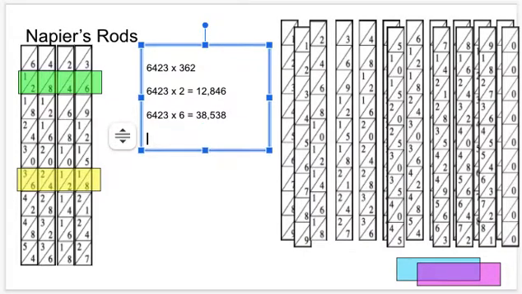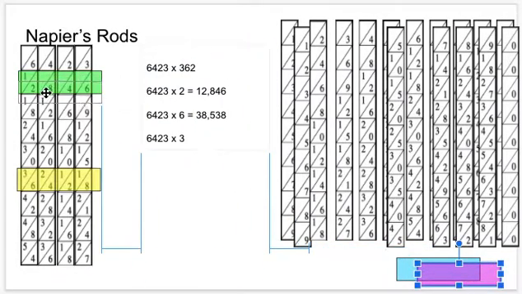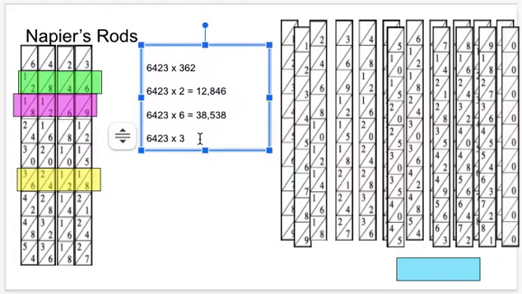And what else do I need to do with these? What else do I need to multiply 6,423 by? I did the 2, and I did the 6. The 3. The 3, exactly. So I'll grab your favorite color and put it there. And so what does that give me for 6,423 times 3? 19,269. So this is kind of what I need, but not exactly what I need.